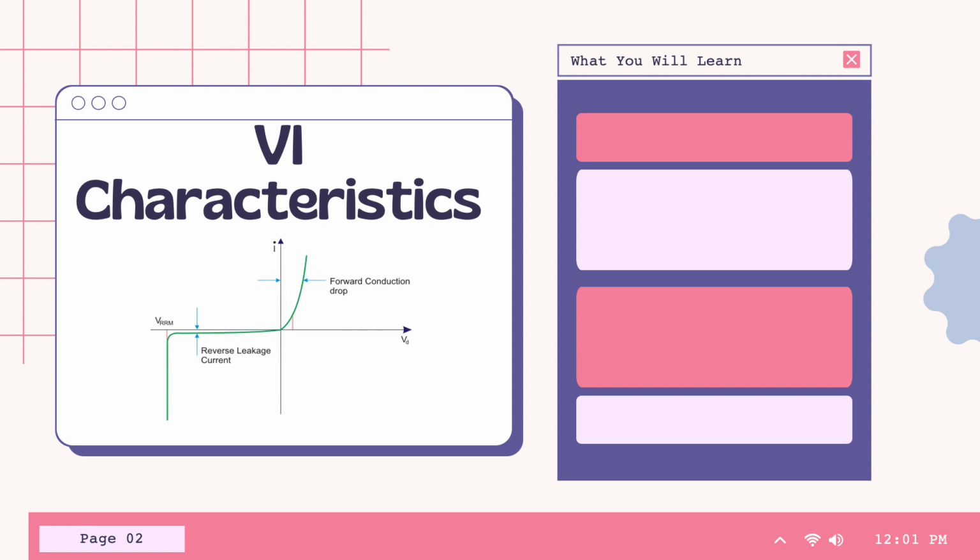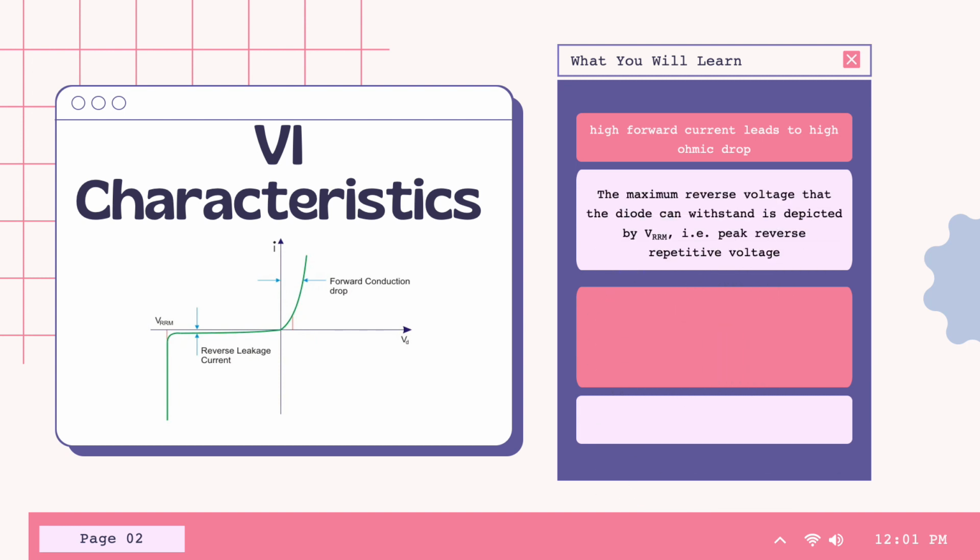For the VI characteristics, in signal diodes, for the forward bias region, the current increases exponentially. However, in power diodes, high forward current leads to a high ohmic drop which dominates the exponential growth, and the curve increases almost linearly. The maximum reverse voltage that the diode can withstand is depicted by VRRM. Example is peak reverse repetitive voltage.